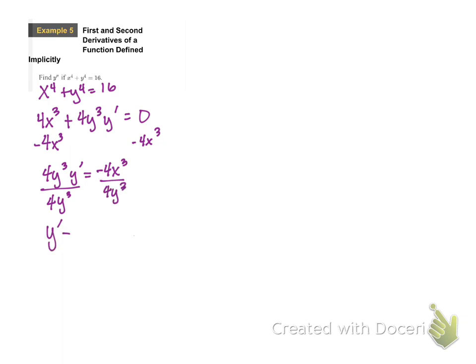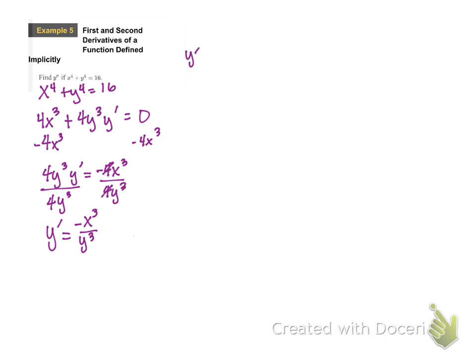Y prime is equal to, those 4's get to cancel. Again, they're common factors, right? They're multiplying on both the top and the bottom, so we get to cancel the 4's. Y prime then is negative x cubed over y cubed. Good? Okay. Now, we're going to take the derivative again.